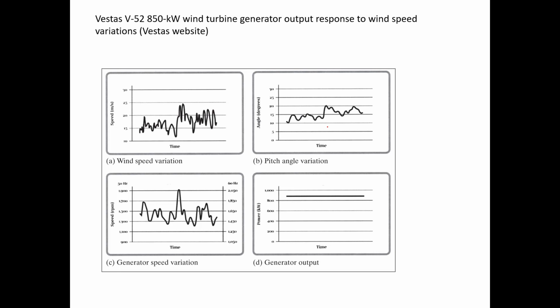Something else interesting to note, here are some graphs. These are actually from your book, and it's looking at some data from an 850 kilowatt wind turbine generator, so it's its output response to wind speed variations. This is actually from the manufacturer's website. So you can see here, you have basically wind speed per time, right? And you can see how varying it is. And then you have here the generator speed variation, the speed in RPM of the generator over time, right? Again, very variant.